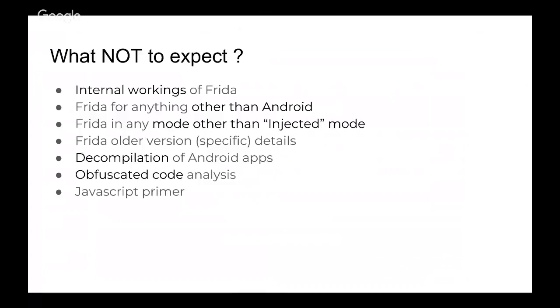Also, at times when we are analyzing Android apps, we find obfuscated code, and as security engineers or pen testers, the first question that we all have at some point or the other is how to bypass this obfuscation, how to make sense of this obfuscation. Although Frida has the capability to do all of that as well, we are not going to talk about that either today.